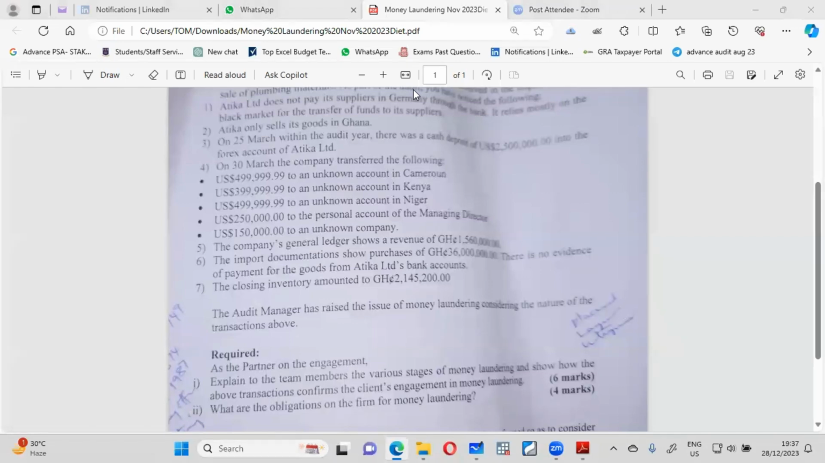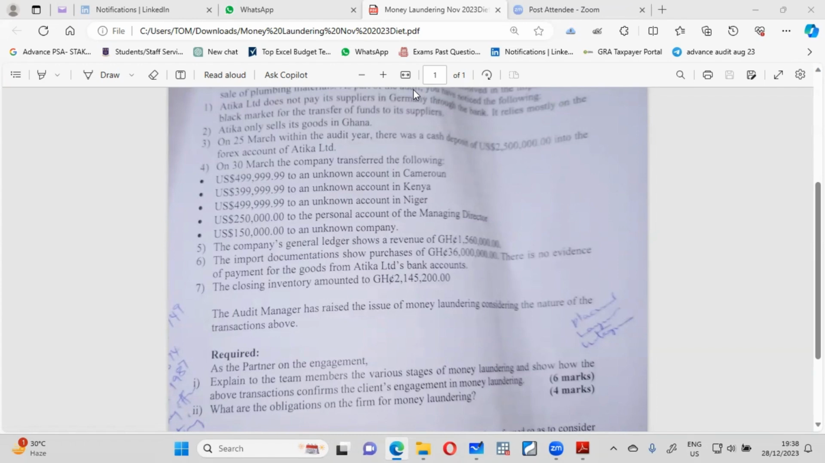Sir, please, I'll take the first stage. That is the placement. So placement is whereby the entity that has involved itself in illegal activities to generate illegal money uses other means to hide the source of the illegal funds. Are you explaining placement or you are explaining money laundering?